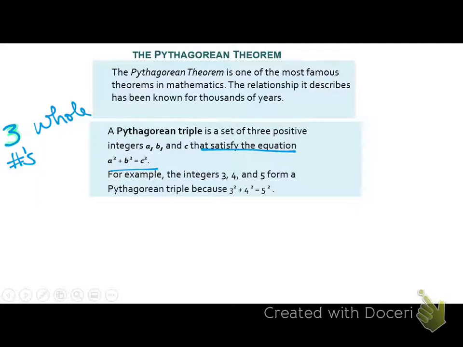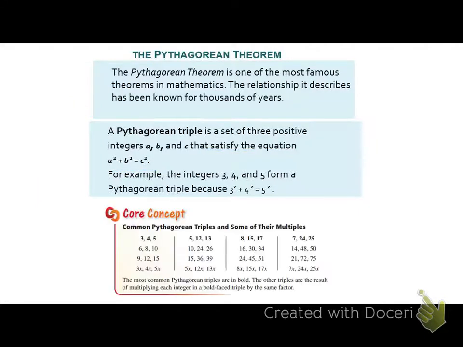I'll show you what it looks like. Your textbook actually has lists of the Pythagorean triples. You don't have to memorize them. But what is interesting, my husband used to build houses when we lived in New York, and builders actually memorize Pythagorean triples because you use them every day. So here's what that would look like.